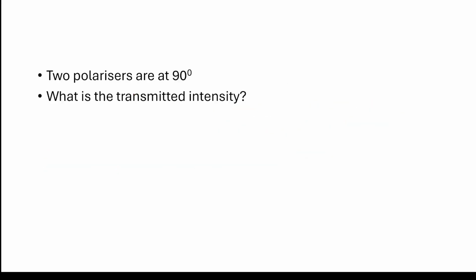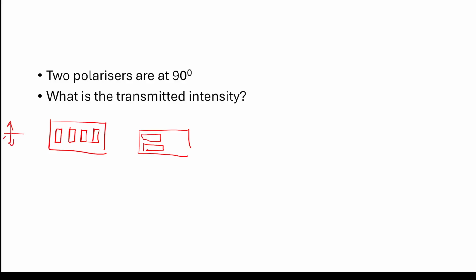If two polarizers are at 90 degrees, what is the transmitted intensity? Zero. One is horizontal, the other vertical. If you rotate one and keep it like this, it is not going to transmit anything. Whatever was going in is now restricted to vertical, so only verticals come out. If you put the other one across, nothing comes out, no vibrations, so there will be no transmitted intensity.